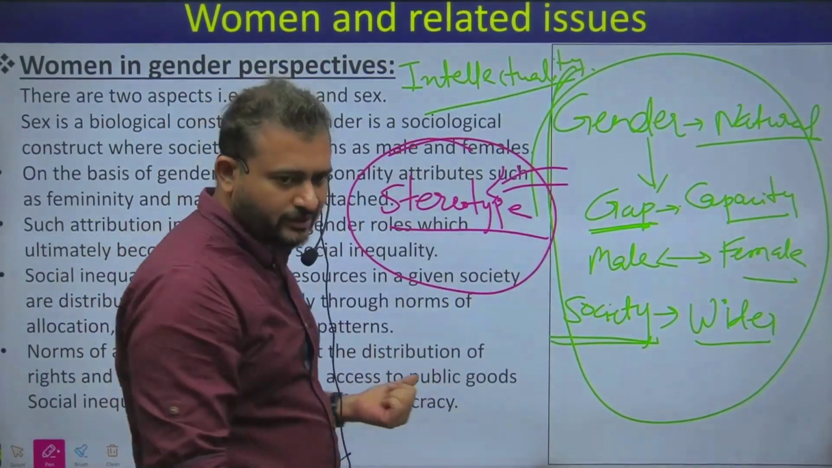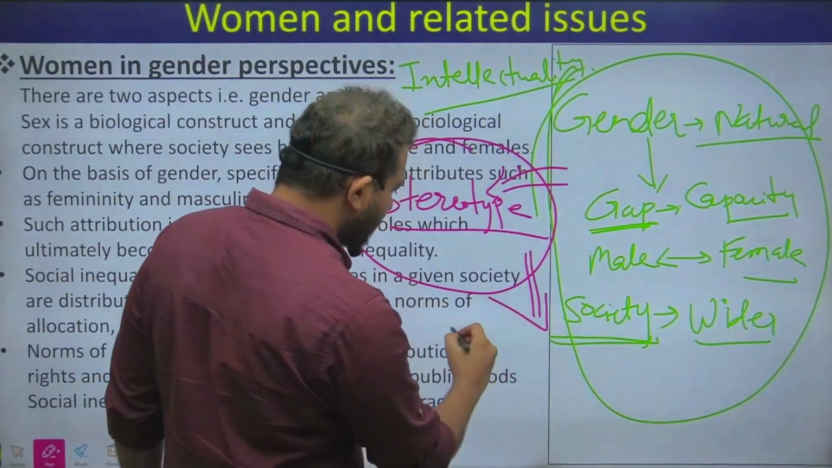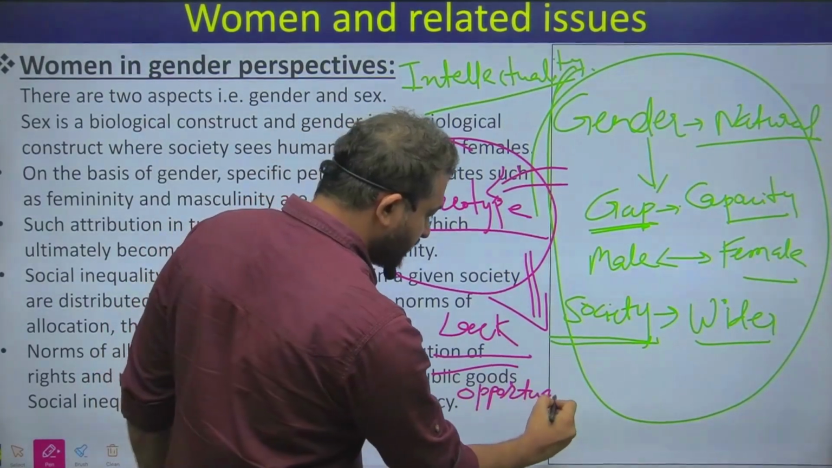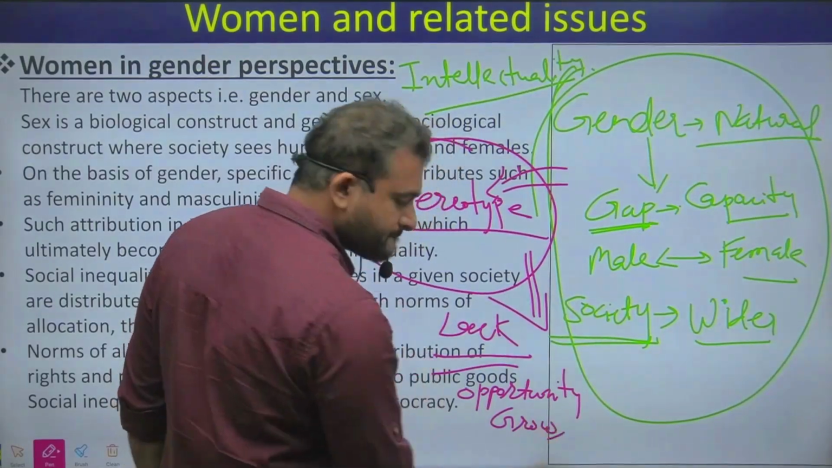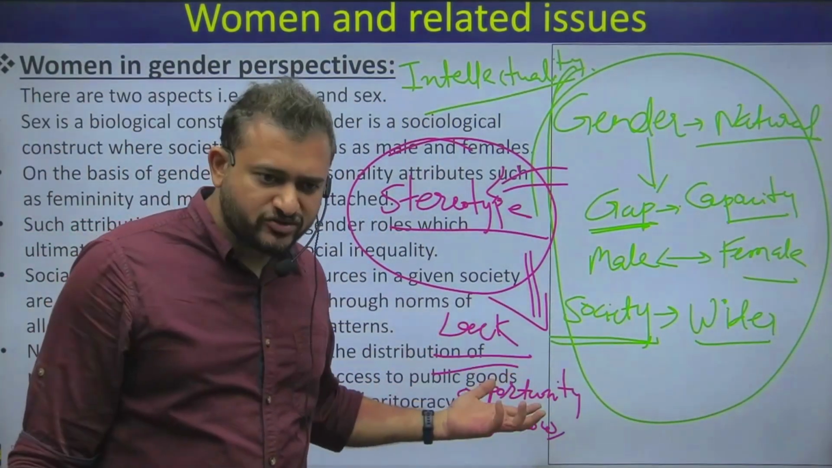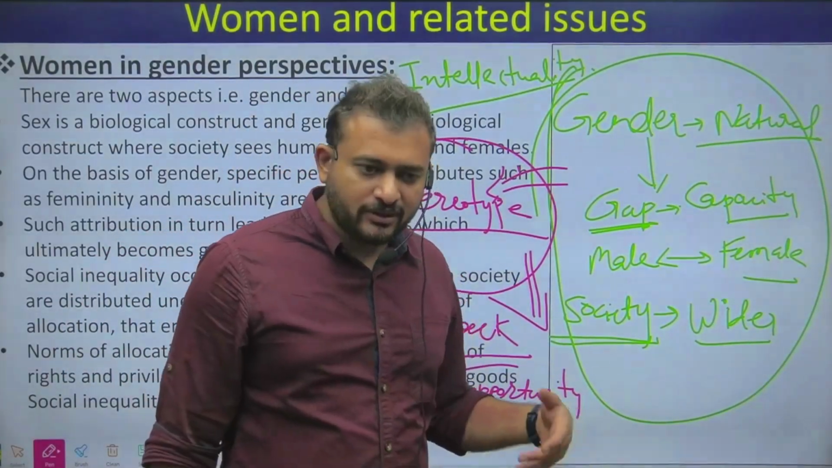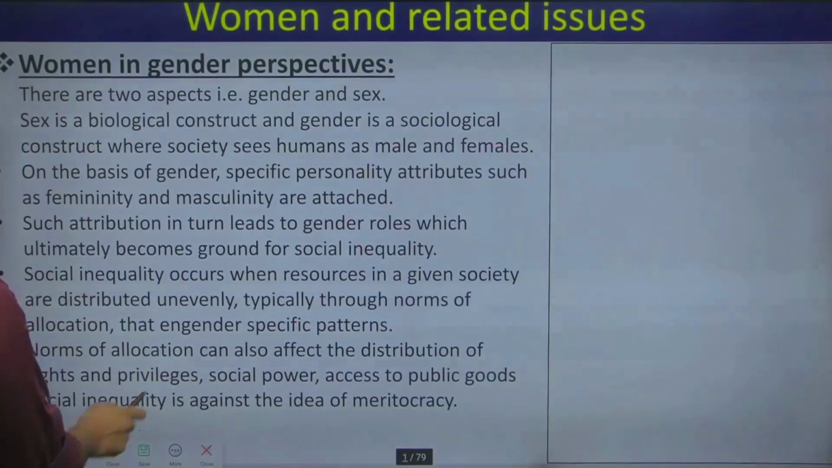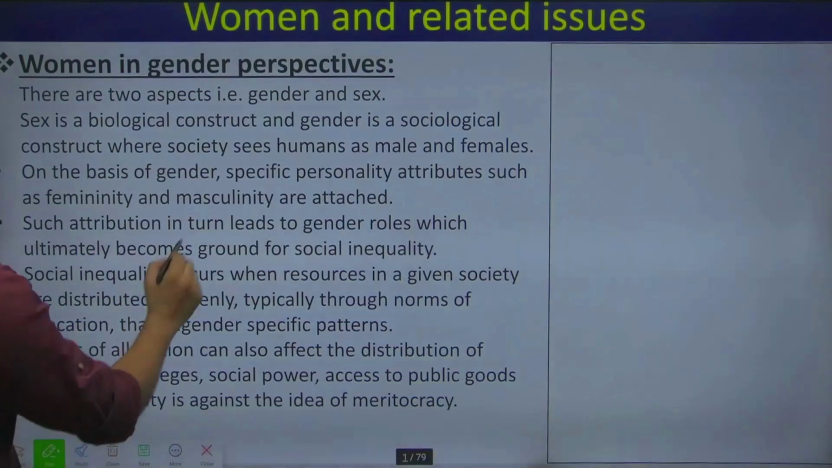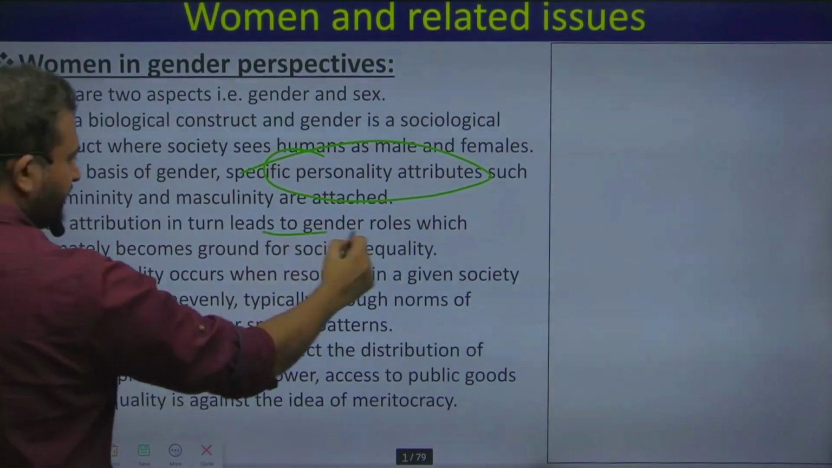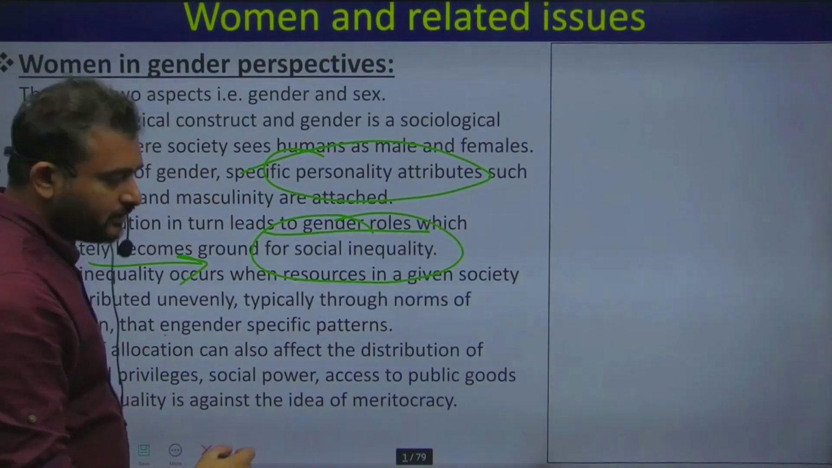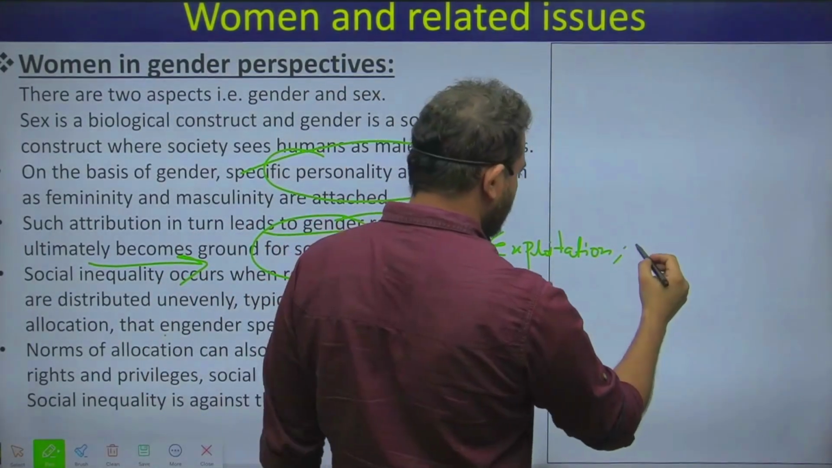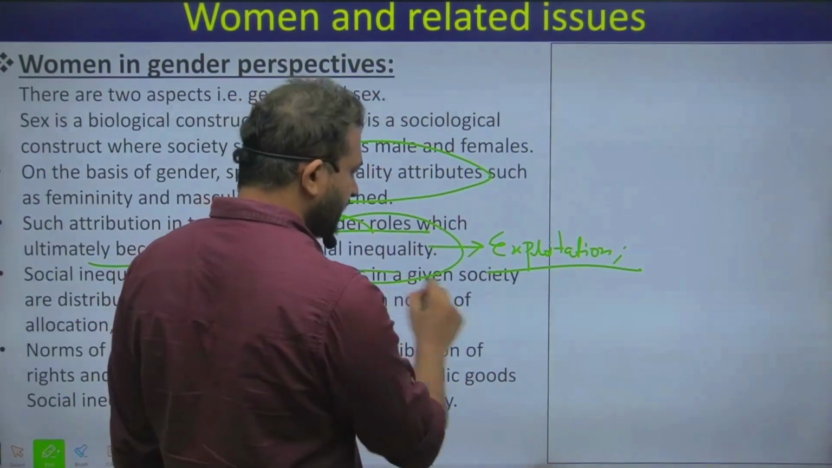Because of that stereotype, females lack opportunity to grow. Okay, and there are different kinds of discrimination women face in society, and the result will be the exploitation of women. So all these things have been written here, that there are personality attributes of gender, there are different gender roles, and that is the ground of exploitation, social inequality, and discrimination.